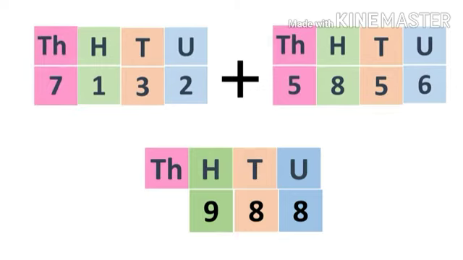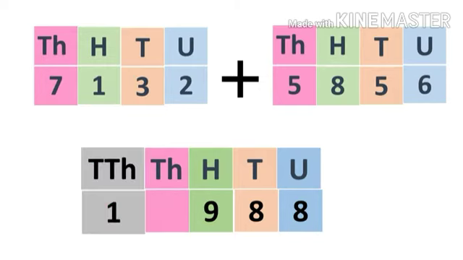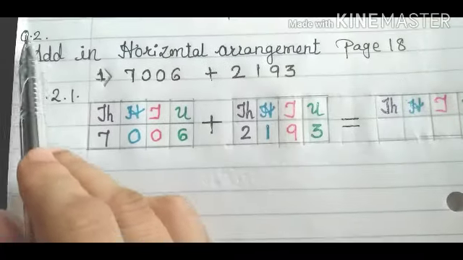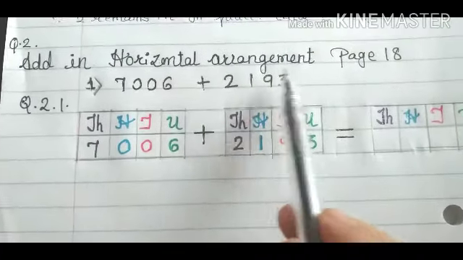But we can't write 2 digits in one place. So we will write 2 in thousands place and 1 will go into the next place, that is 10,000s place. So 1 will be in 10,000 place. So our answer is 12,988.